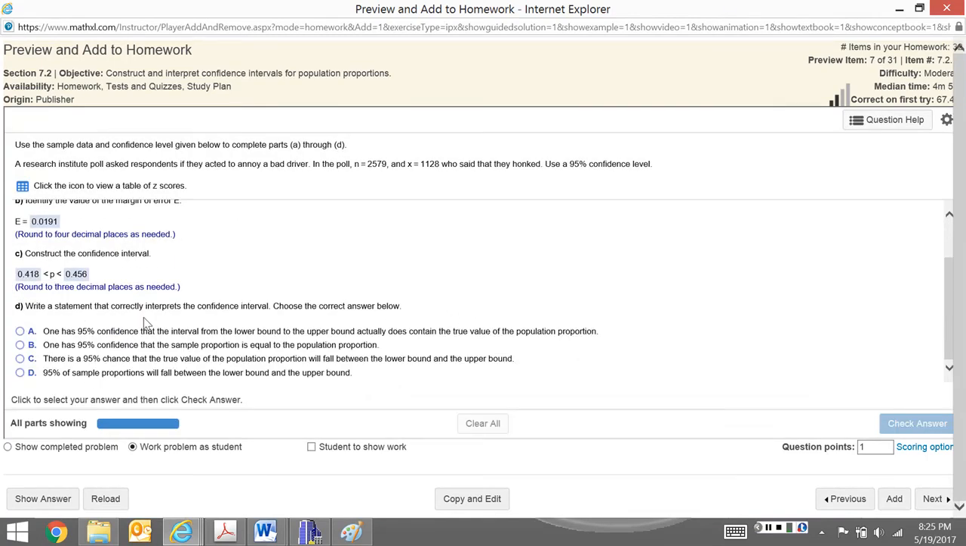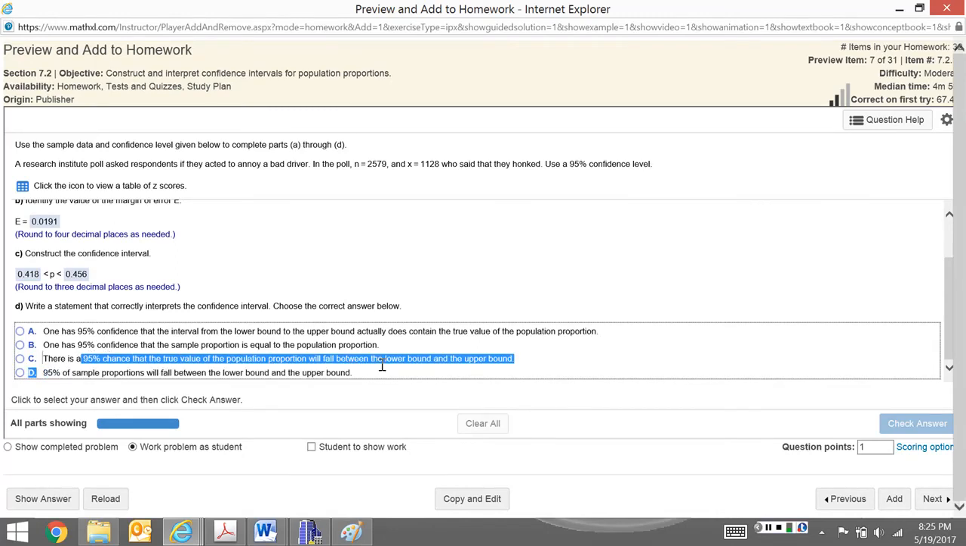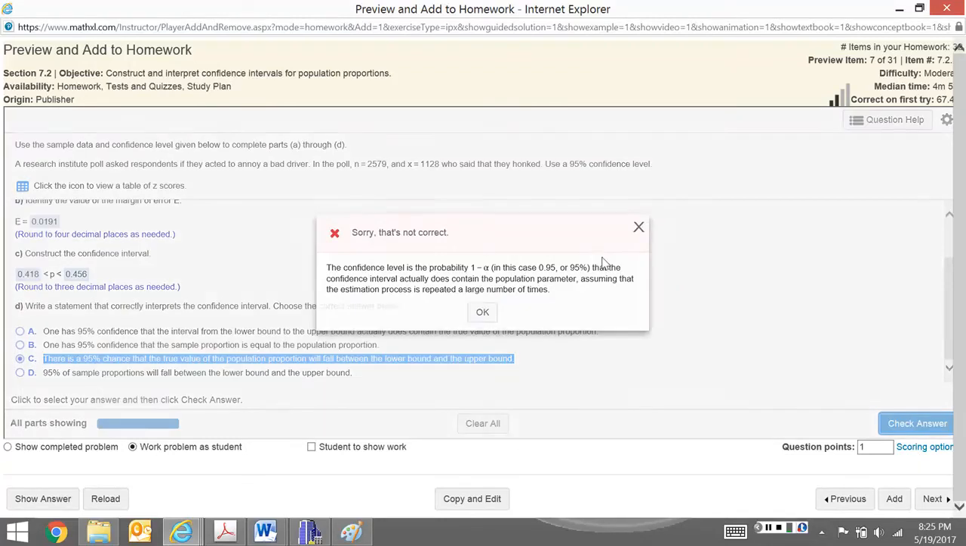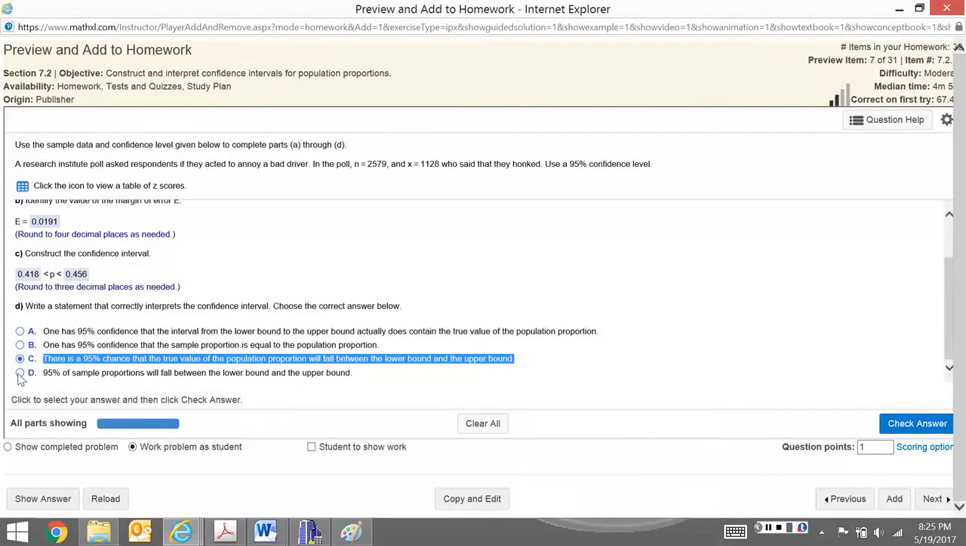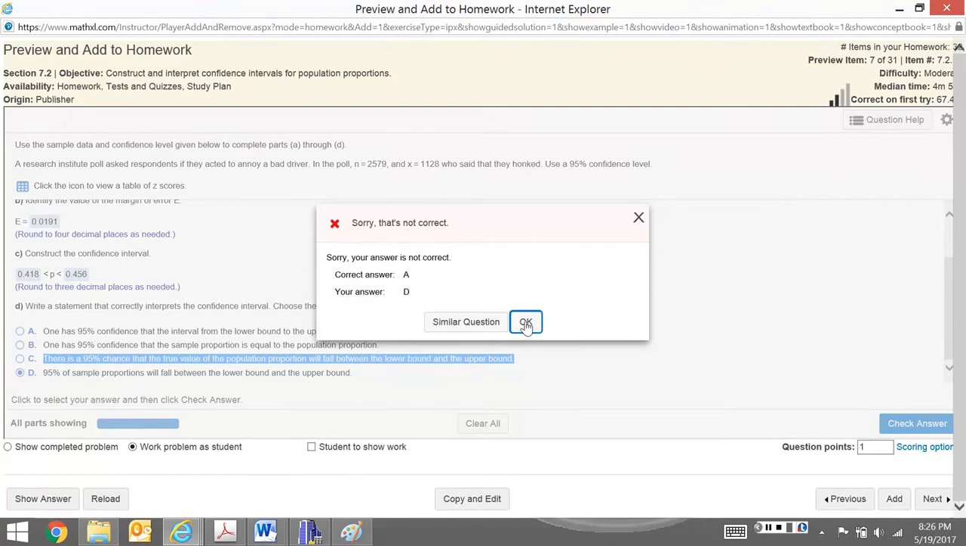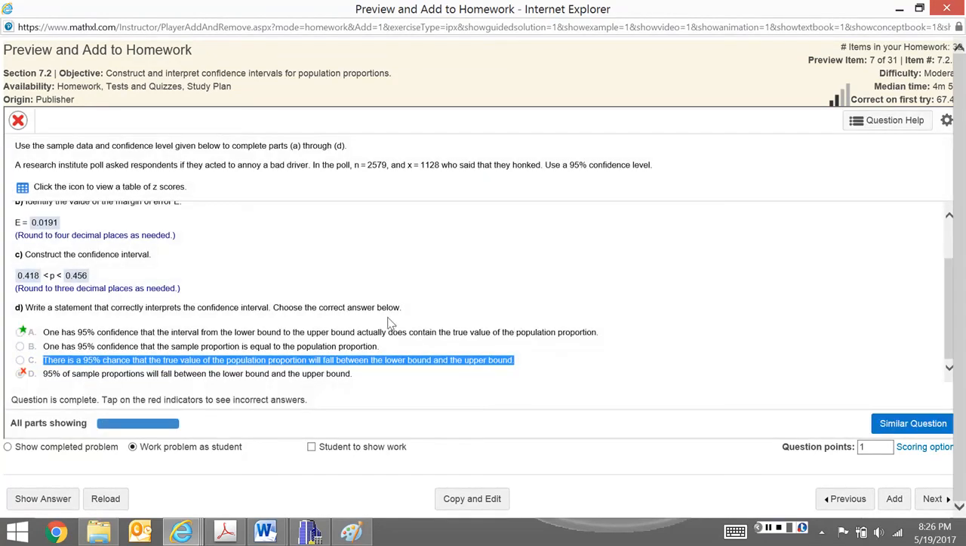Now write the statement that correctly interprets a confidence interval. So one has a 95% confidence interval that there's a 95% chance that the true value of the profit will be between these upper and lower values right here. This is what this means. I had to read all these. No. Obviously, I wasn't reading closely enough. 95. Okay. Ugh. I hate how they play this.